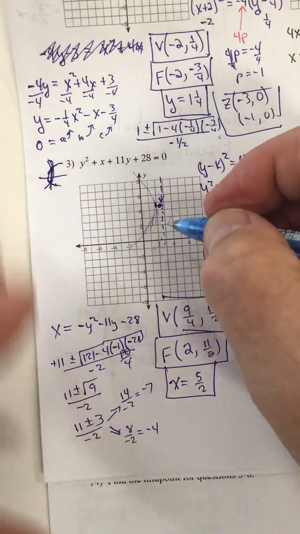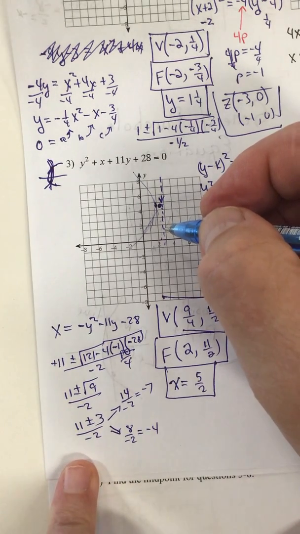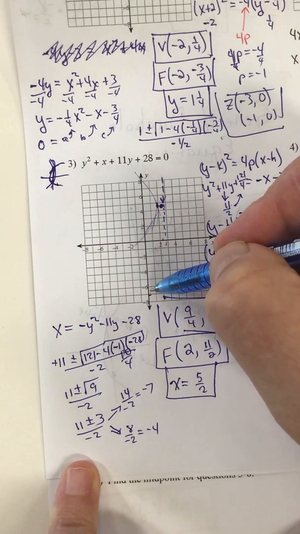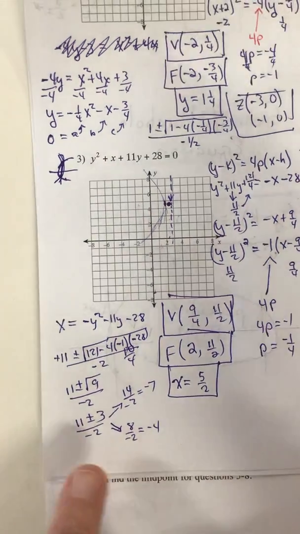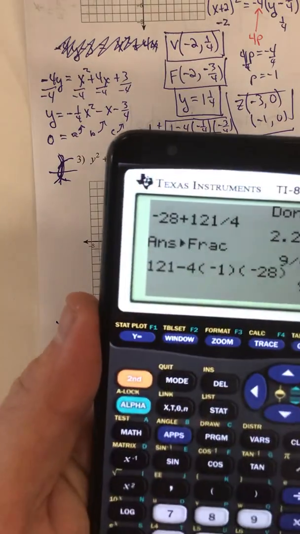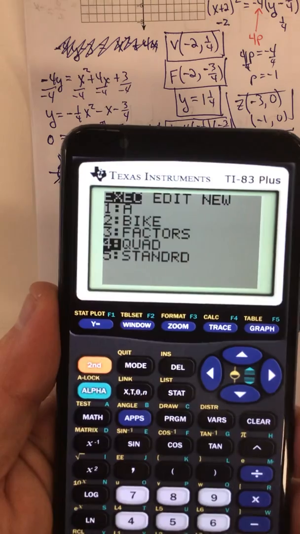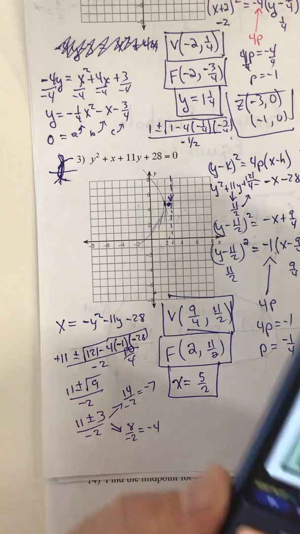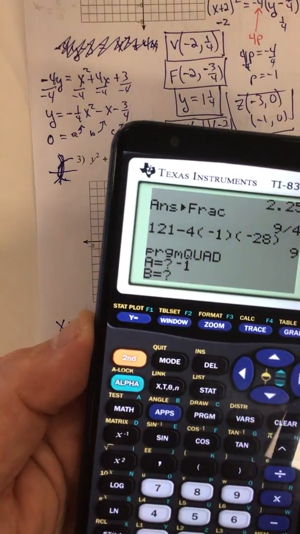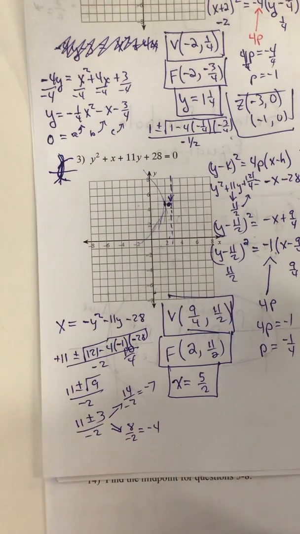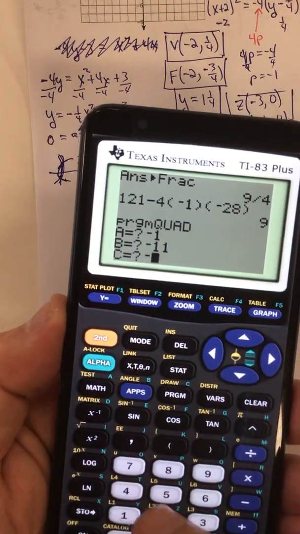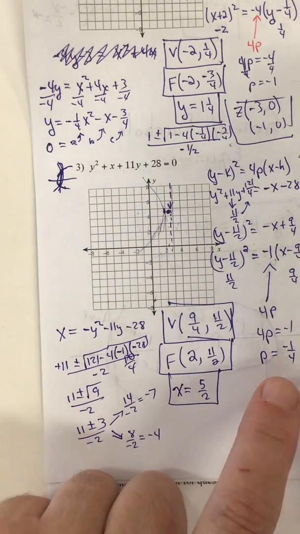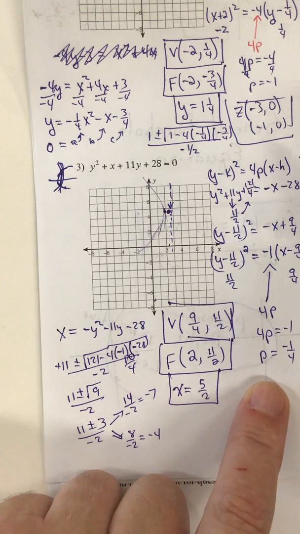So -7 doesn't seem right. It's way down here. Did I make a mistake? Let me put it in my program to see what it says. -1, -11, and -28. -7 and -4. So I must have made a mistake on the vertex. Did I get one of the negatives wrong?